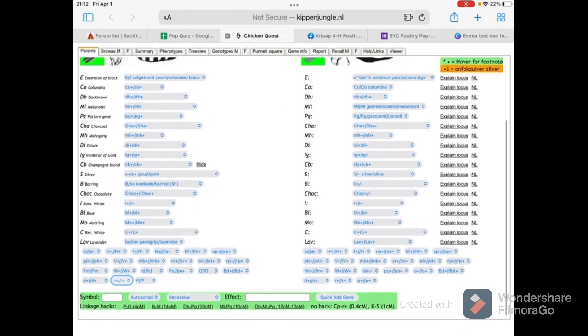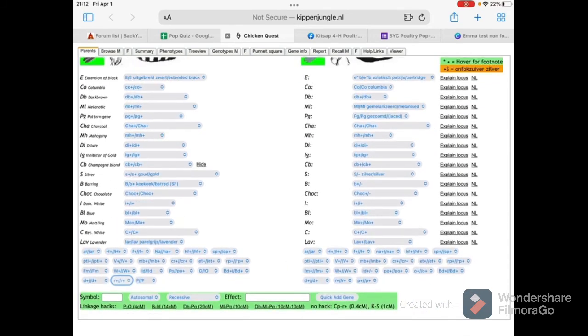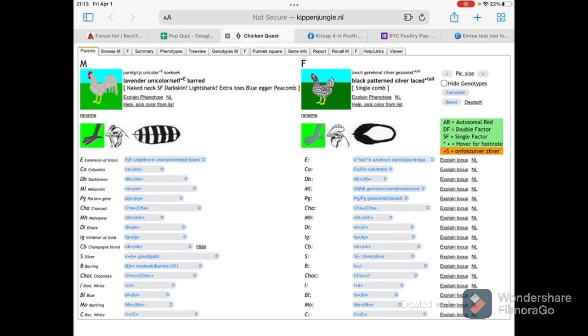And now as we get to the end of this, you may be wondering, well, where is the single comb? Well, single comb isn't actually a gene with itself. Single comb is like the base. So you get a single comb when basically all of these other genes are turned off. So if we look at our female, she has a single comb. And you can see the pea, the rose, the duplex, the Breda, they're all turned off. And so that's pretty much it when it comes to the gene stuff.